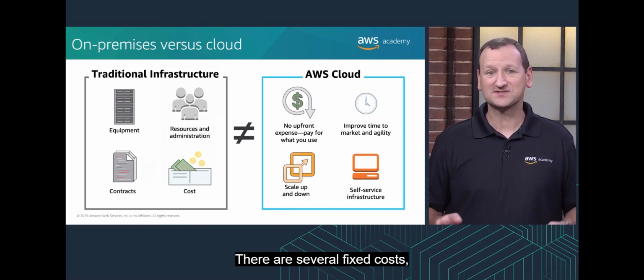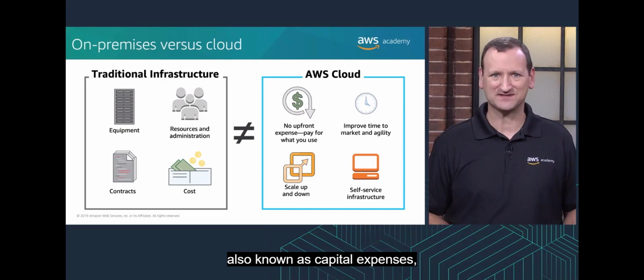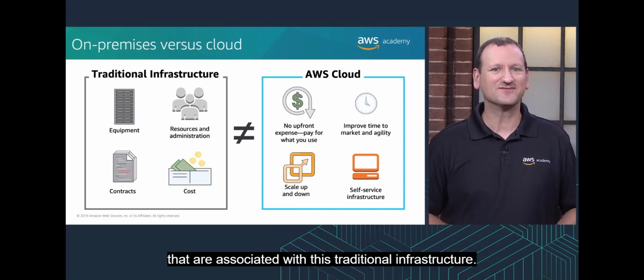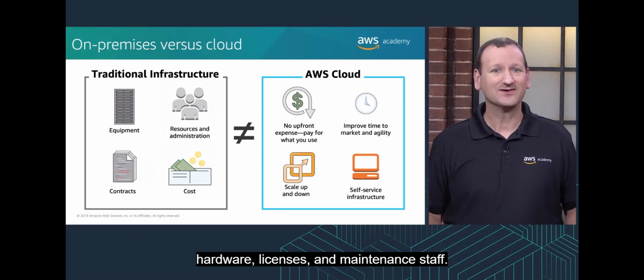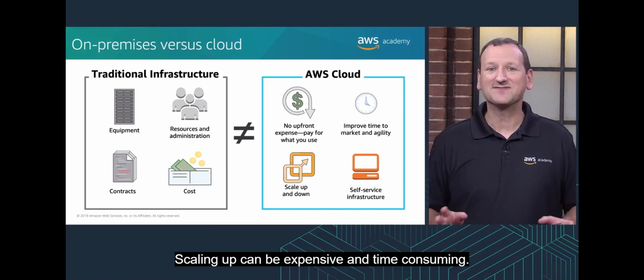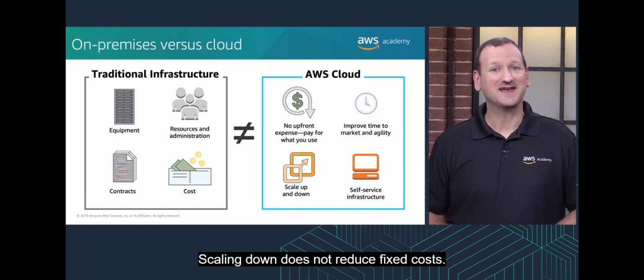There are several fixed costs, also known as capital expenses, that are associated with this traditional infrastructure. Capital expenses include facilities, hardware, licenses, and maintenance staff. Scaling up can be expensive and time-consuming. Scaling down does not reduce fixed costs.